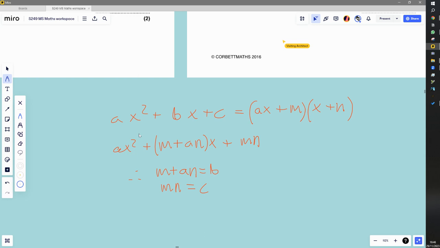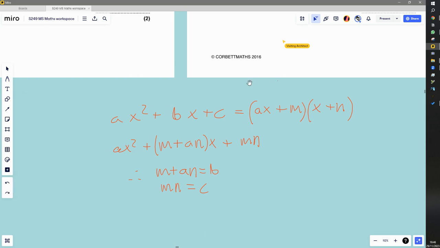So I haven't tested this out. I've just noticed it, but I'm fairly optimistic that this will work. So essentially, whether a is a prime number or not, we can just treat it like it was a prime number anyway. Like I said, if it was 4, which isn't a prime number, we just do 4x times x instead of 2x times 2x. But I'm about 95% certain that will work.